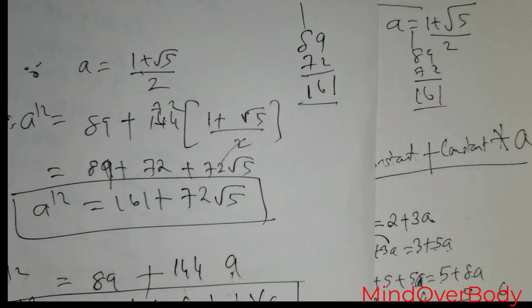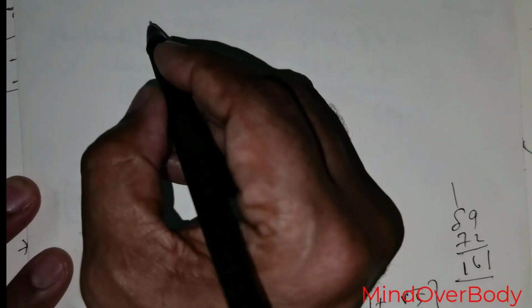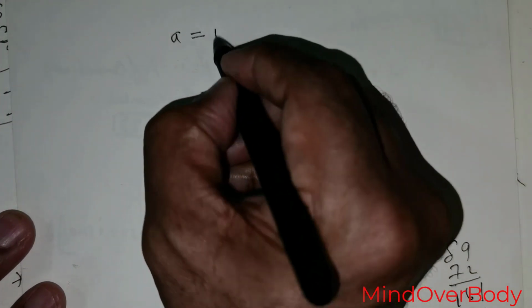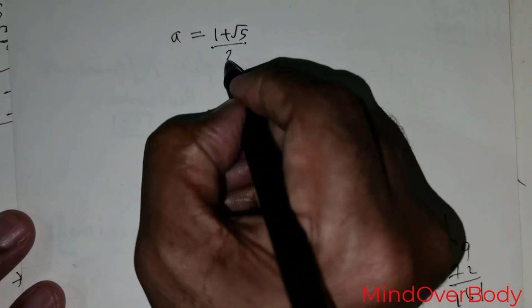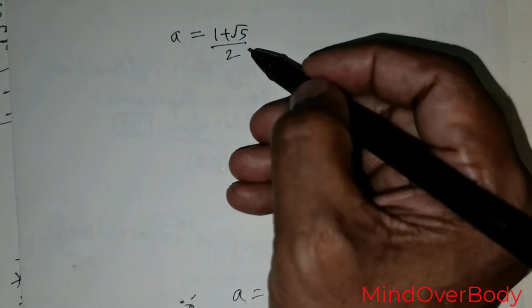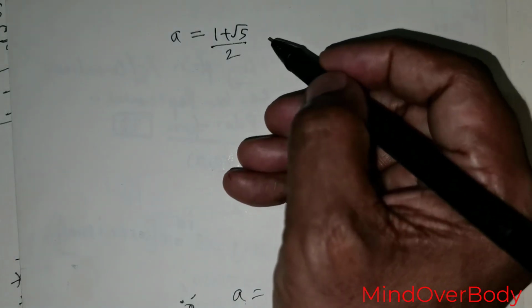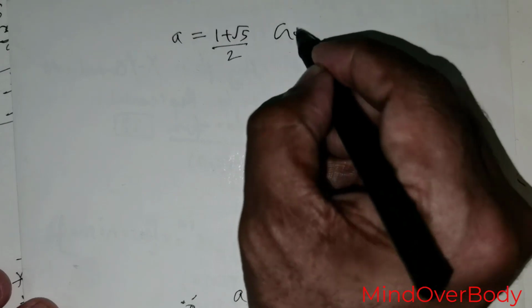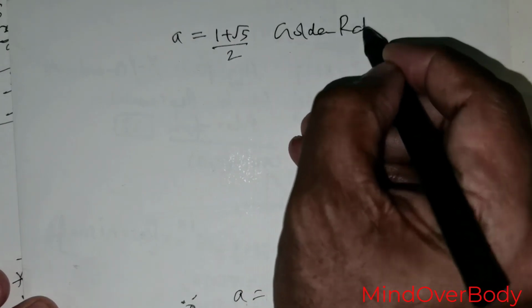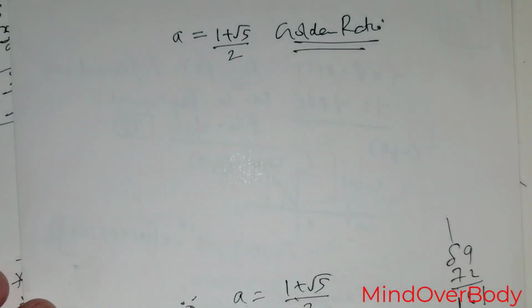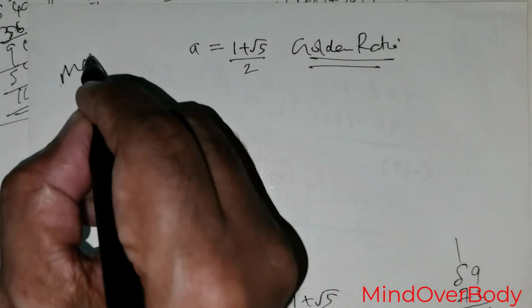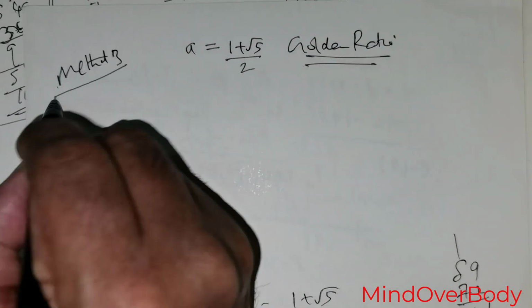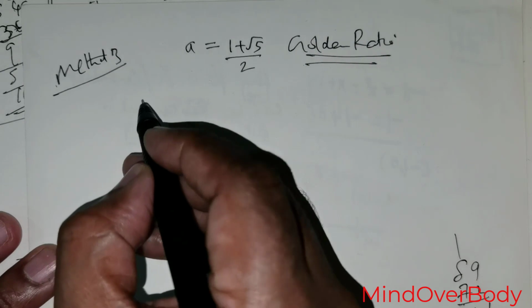Okay, now I would like to show you another way, and this way is largely due to the fact that a is given to be 1 plus root 5 divided by 2, which is a golden ratio, and we are able to do this just because of this particular fact that we have a golden ratio. So let me just show you that method. So this is going to be method number 3. The statement is as follows.